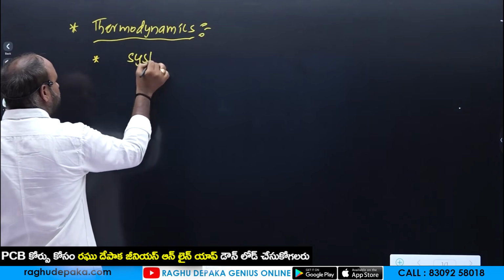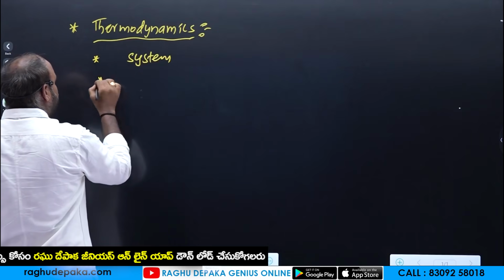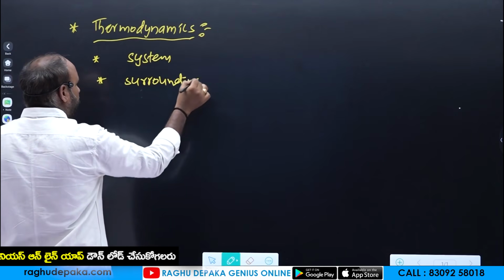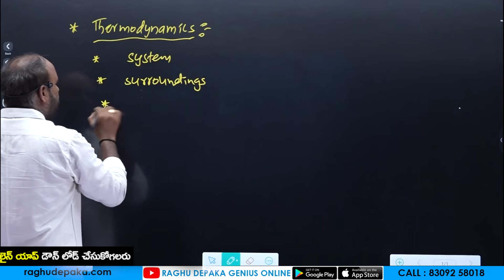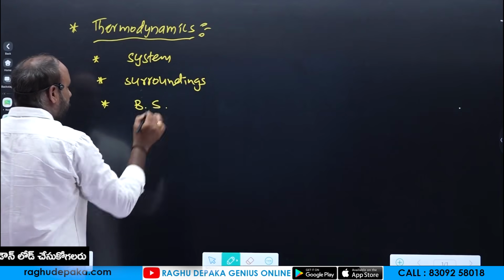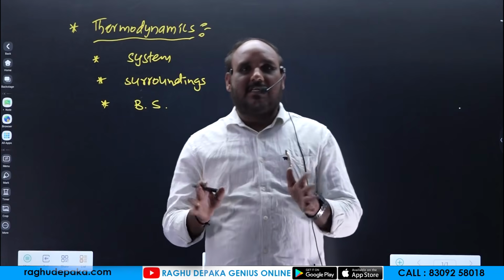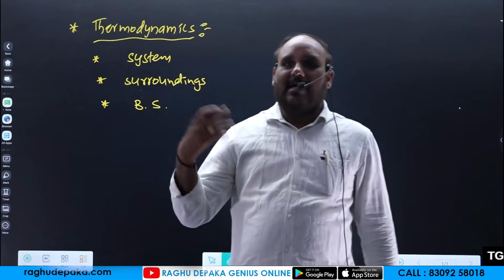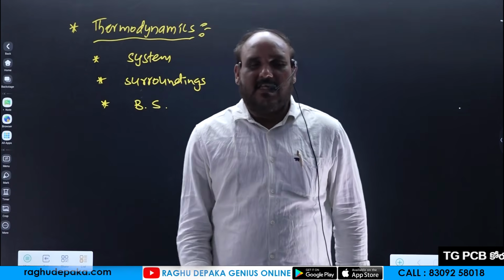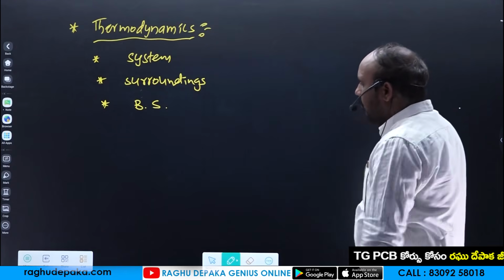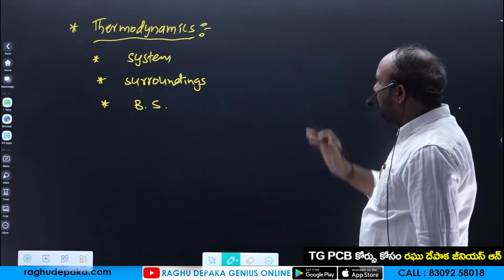One is the system, then the other one is the surroundings, then the third one is the boundary surface, right? So three terms will be there. If we understand these three terms clearly, we will understand the further topics easily with their help. So a simple thing: I am going to explain this concept of system, surroundings and boundary surface.